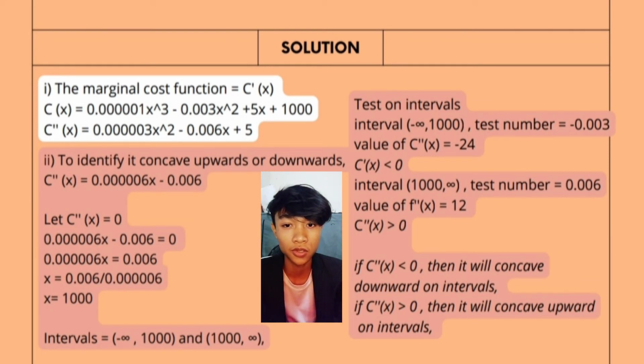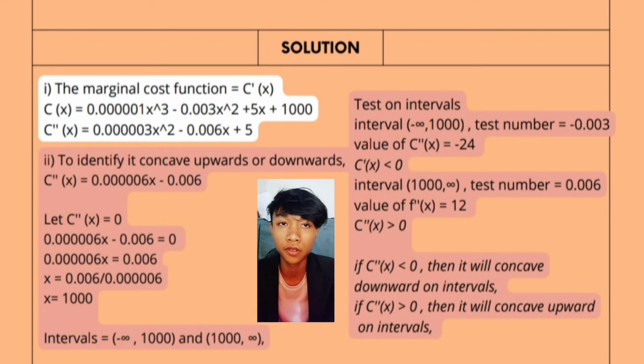And the next step is, as we have done in question A, we need to test a number in the intervals. For the first interval, we test it using negative 0.003, and we substitute it into the second derivative of the cost function. We get the value of negative 24.